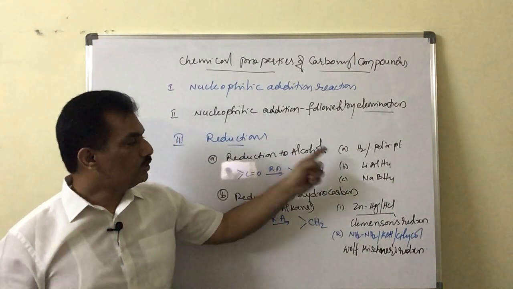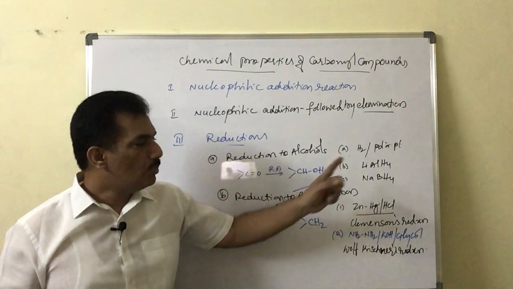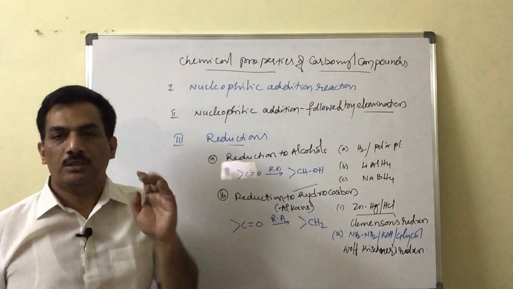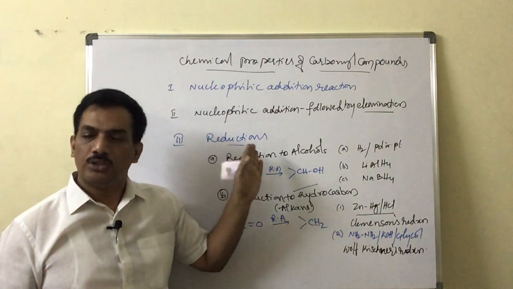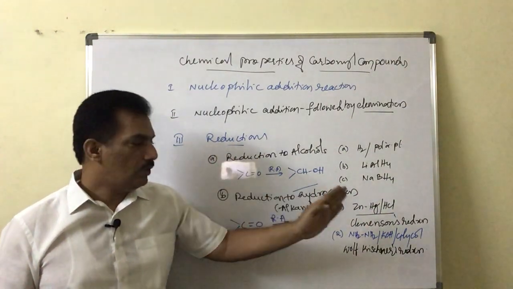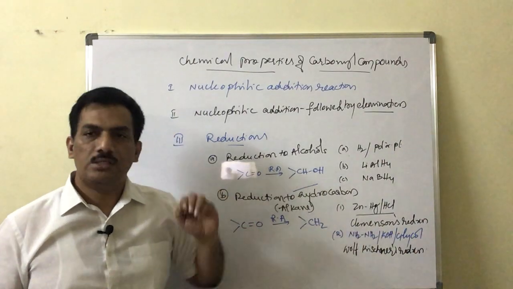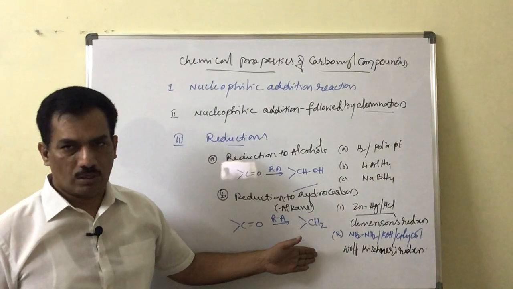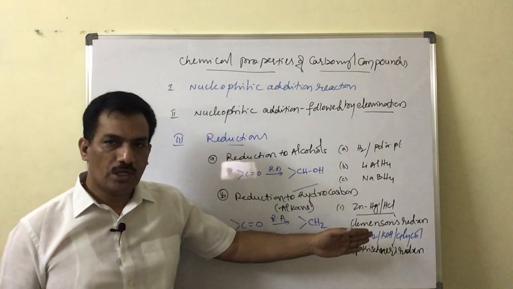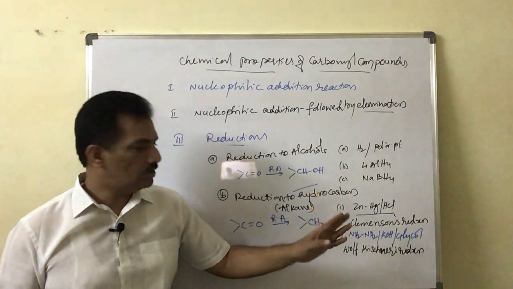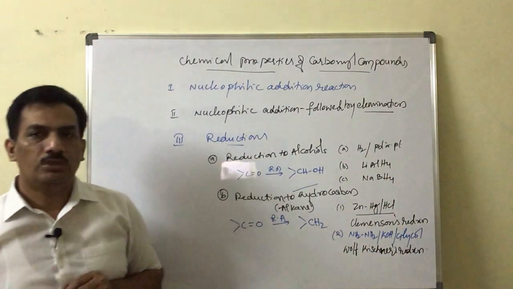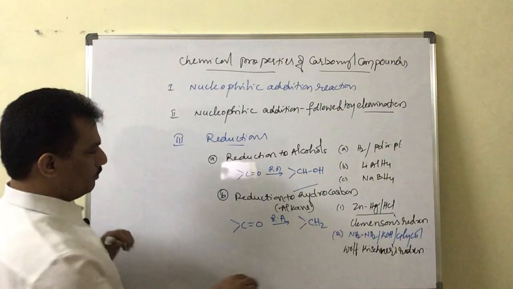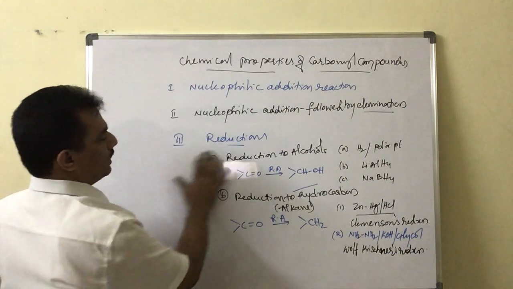Clear? That's why you should remember what are the reducing agents that are purposely used for the reduction of carbonyl compounds to alcohols, or what are the reducing agents that are used for the reduction of carbonyl compounds to hydrocarbons. And the names: when zinc amalgam and HCl, it is Clemmensen's reduction. When it is hydrazine, KOH and glycol, it is nothing but Wolff-Kishner's reduction. Clear? That is about the third type of reactions.